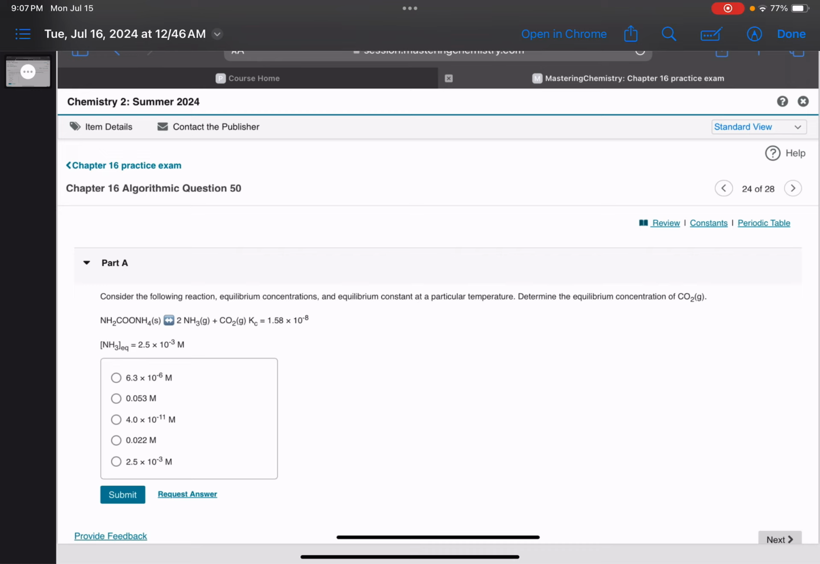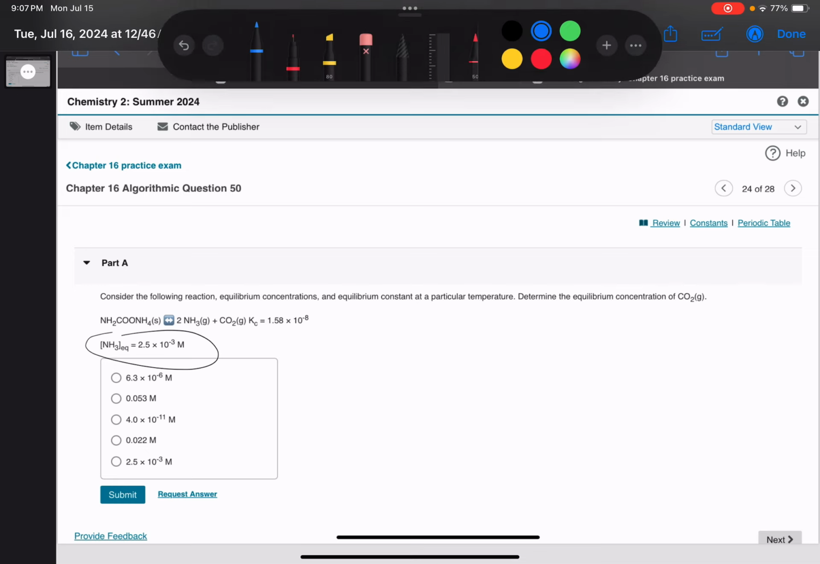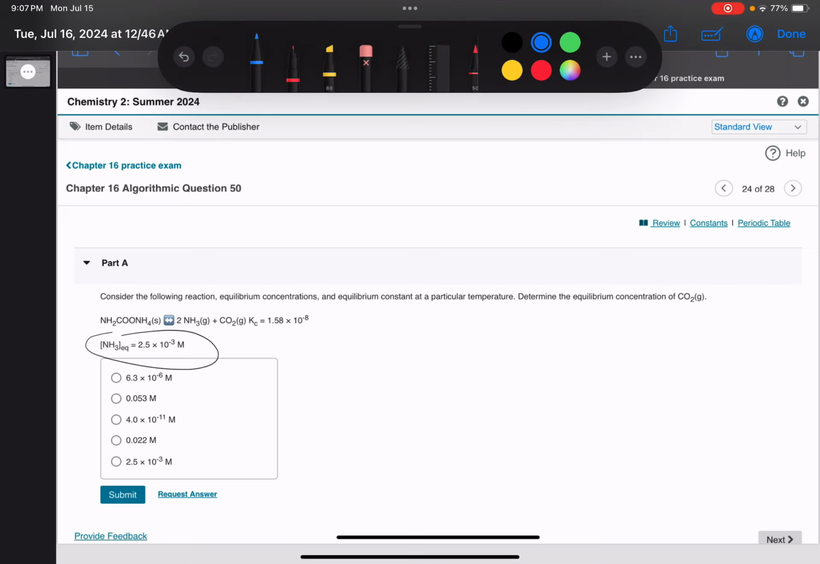It's funny, we're not even hitting any ice table stuff here. So if somebody wants to throw one of those at me just so we can do a practice problem, that's fine. But these ones are actually already giving you equilibrium values. So that's interesting. Okay, so we're looking for the equilibrium concentration of CO2.